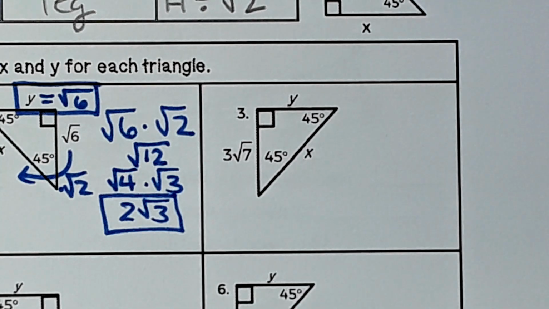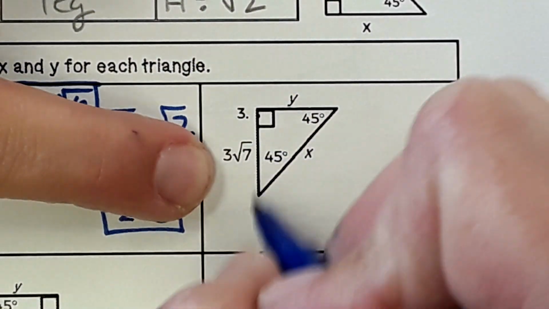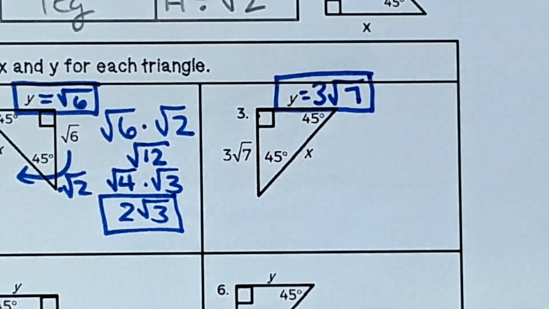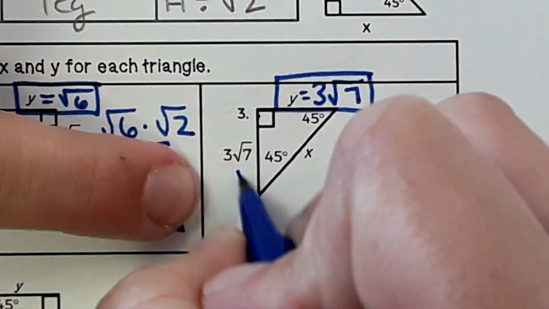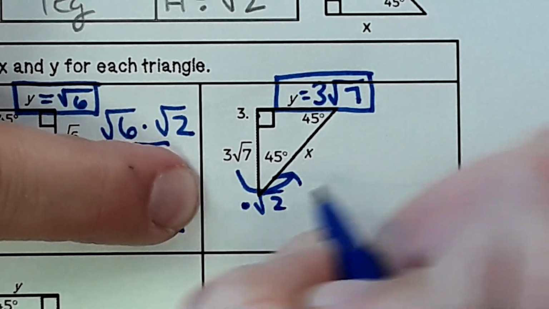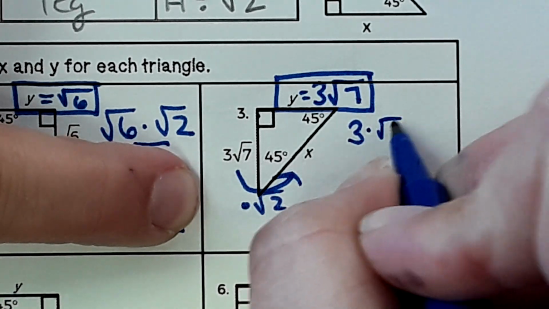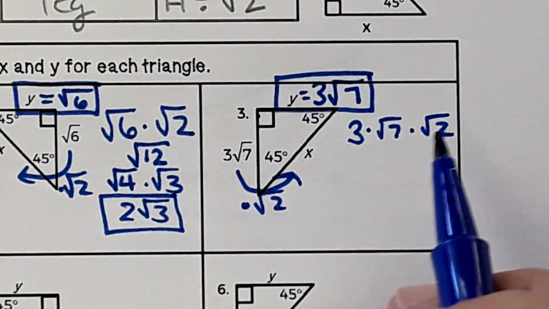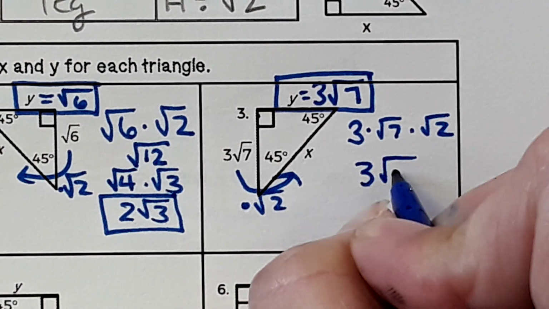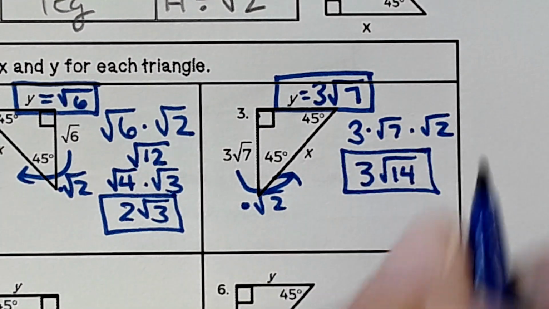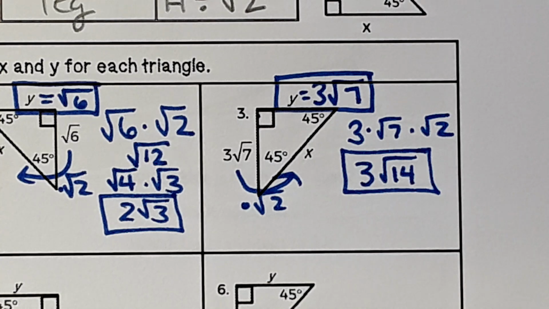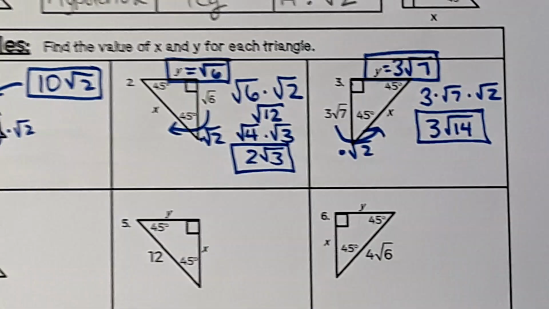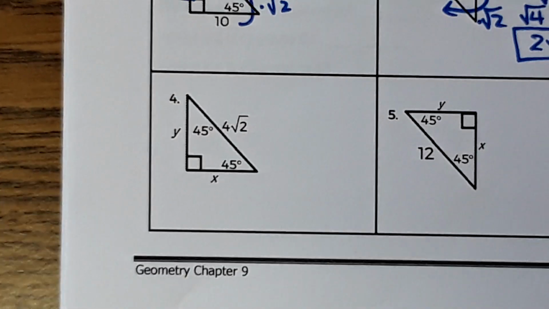Okay, number 3 shows one of the legs here. This would be the same measure, so we got that. And then here, multiplying by square root of 2, 3 times square root of 7 times square root of 2. There are no perfect squares, there is no way to simplify, so the answer is just 3 square root of 14.